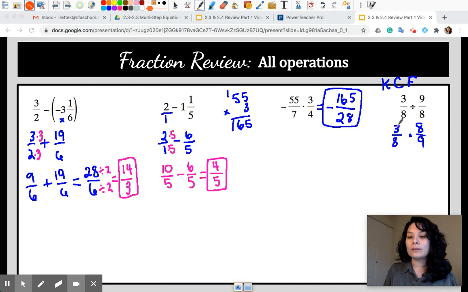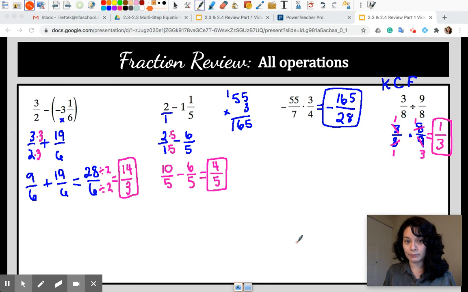So I'm looking at the 3. It can't reduce with 8, but it can reduce with 9. I can divide both 3 and 9 by 3. That would turn the 3 into a 1 and the 9 into a 3. I can also cross-reduce these 8s. In fact, they cross-reduce completely. They cross-cancel. They both cross-reduce and turn into 1s. Now I can simply multiply to get a numerator of 1 and a denominator of 3. And as I mentioned, since I cross-canceled and cross-reduced first, this final answer is fully simplified.